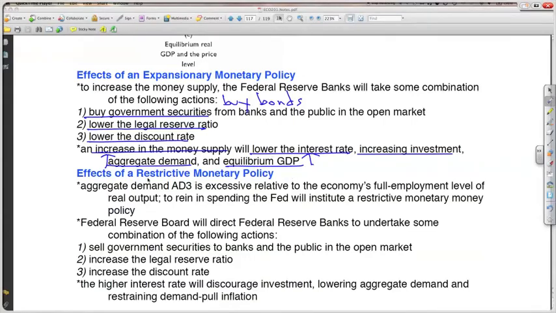Now, if we want a restrictive monetary policy, which I've shown from moving 83 down to 82, right up here, then our Fed is going to want to sell government bonds to the banks and public, or increase the reserve ratio, or increase the discount rate. It's the idea of restricting the money supply, or discouraging investment, because when you discourage investment, it lowers aggregate demand, thus restraining any inflation.